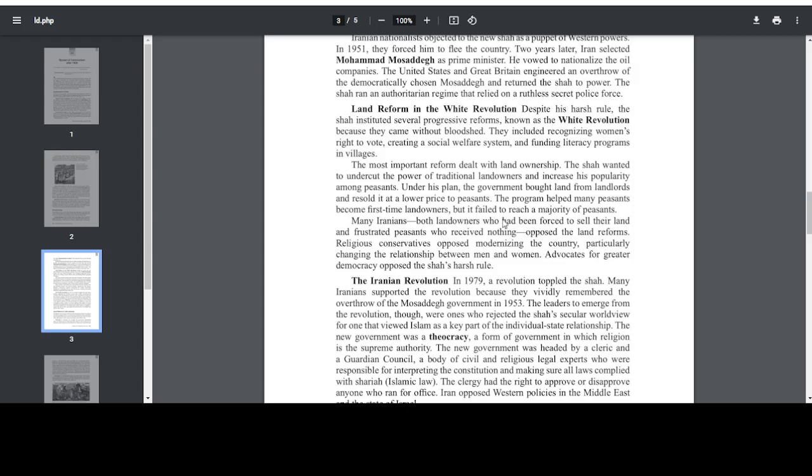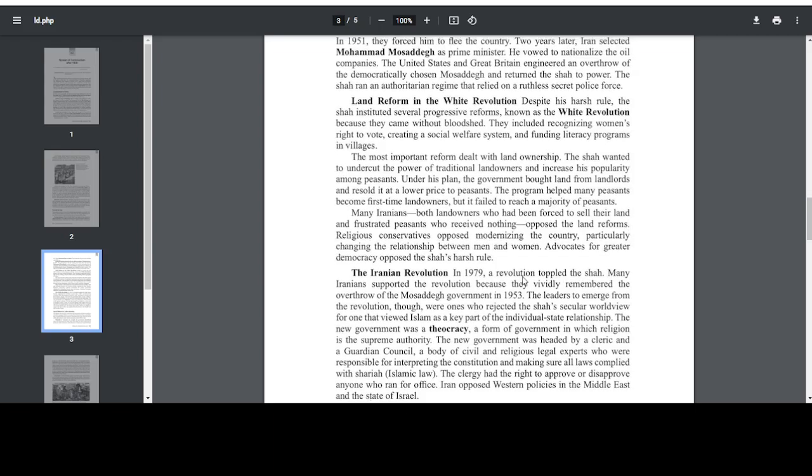but many Iranians, both landowners who had been forced to sell their land and frustrated peasants who received nothing, opposed the land reforms. Religious conservatives opposed modernizing the country, particularly challenging the relationship between men and women. Advocates for greater democracy opposed the Shah's harsh rule.